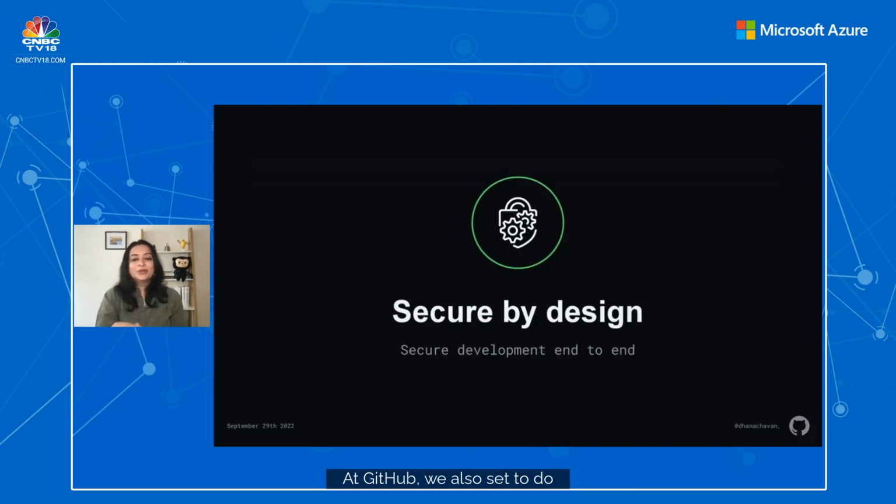At GitHub, we also set out to do application security differently. Our mission is to empower developers to actually fix what they find. So we switch security from being reactive to proactive. We start by natively embedding security findings inside the developer workflow itself, so developers can take action on security alerts as they happen. My colleague Brent will be taking us on a deep dive of GitHub Advanced Security.